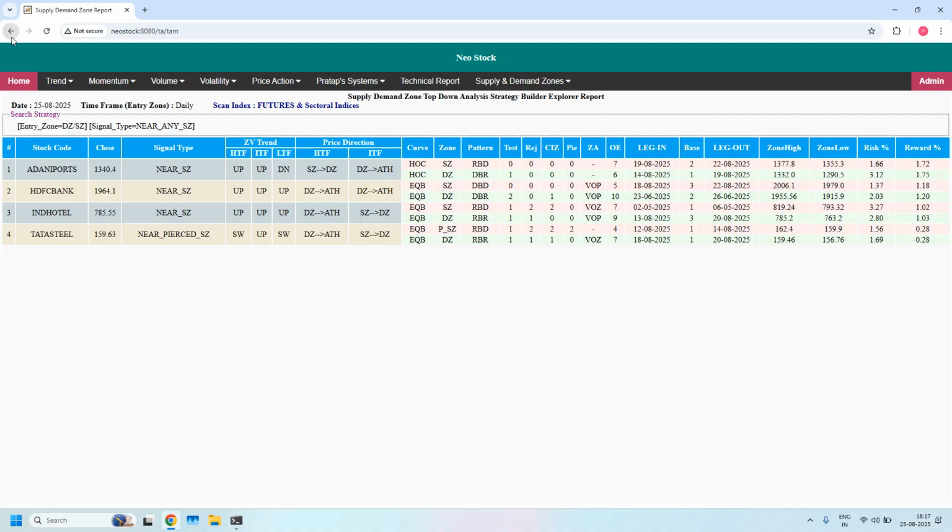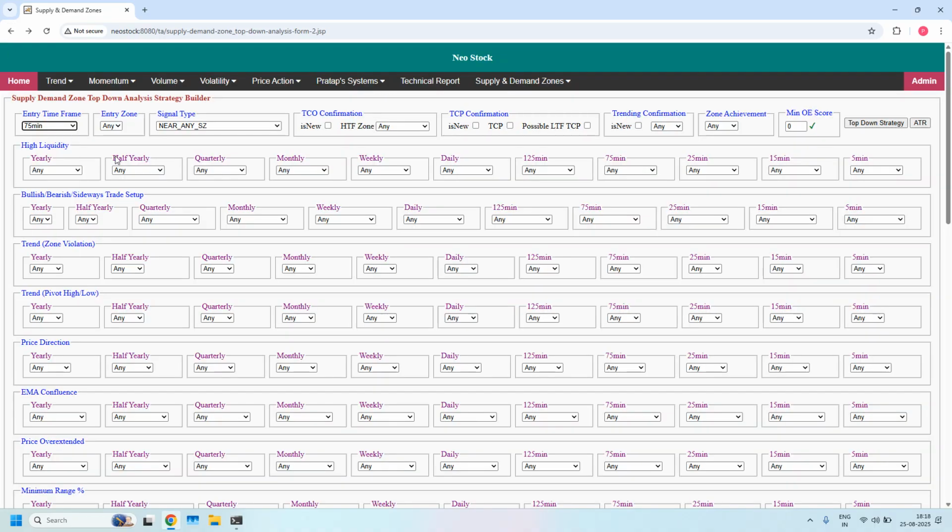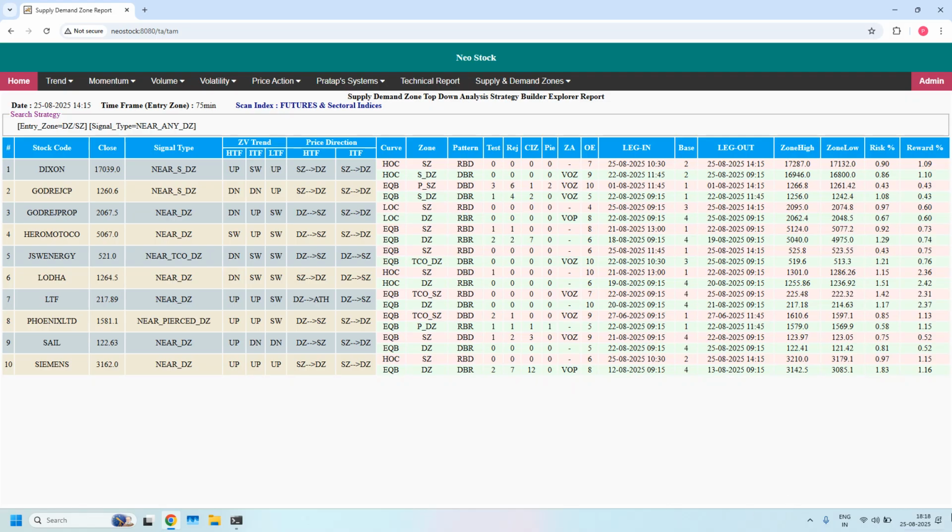Okay, next time frame is 75 minutes. Stocks near to the 75 minutes demand zone, we got 10 stocks. Let us identify 75 minutes high liquidity demand zones from this list. First one is Dixon, having a 75 minutes high liquidity demand zone. The next one is Godrej Properties. This is also having a 75 minutes high liquidity demand zone. That's it. We got 2 75 minutes high liquidity demand zones from this list.